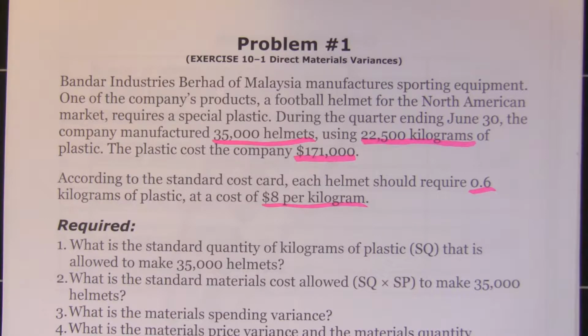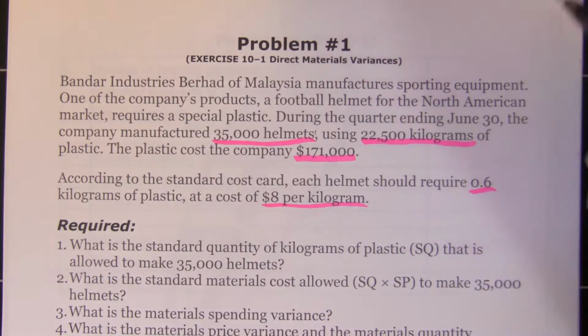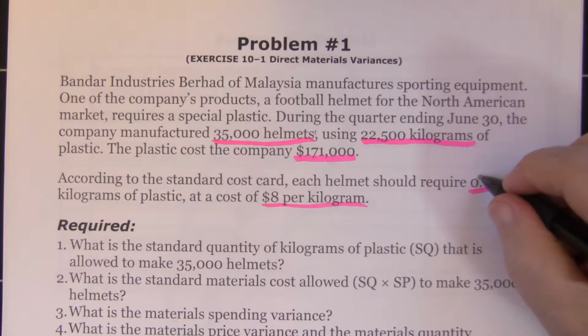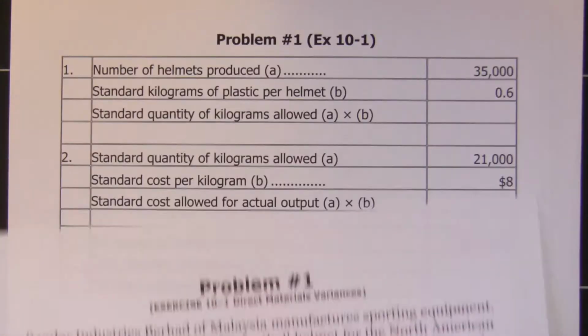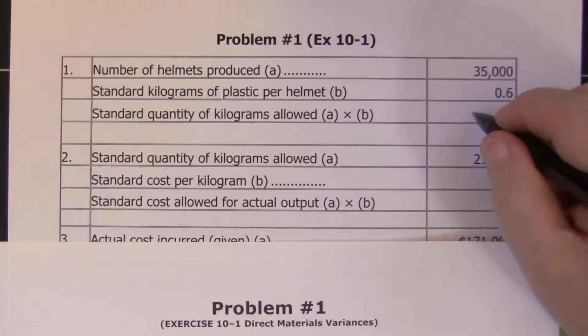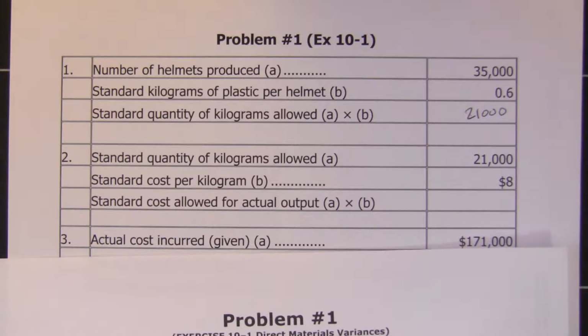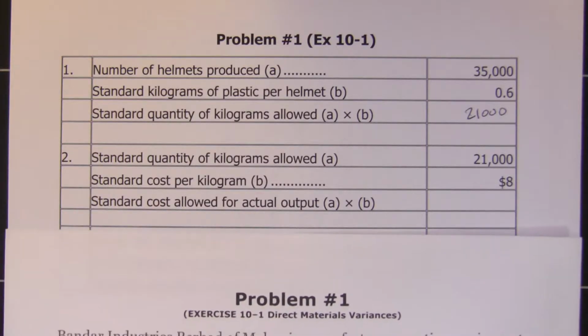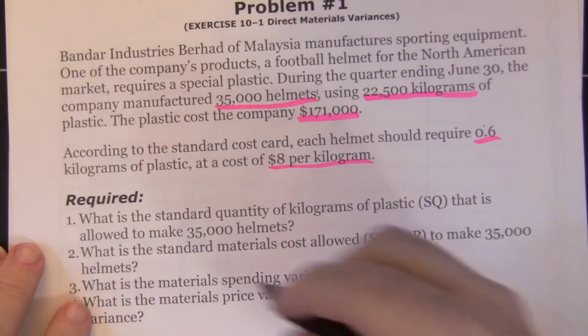Well, that's simply the number of helmets produced, 3,500 helmets, times 0.6 of a kilogram per helmet. So 3,500 helmets, 0.6 per, is 2,100 kilos of plastic. Then they say, how much should that have cost?